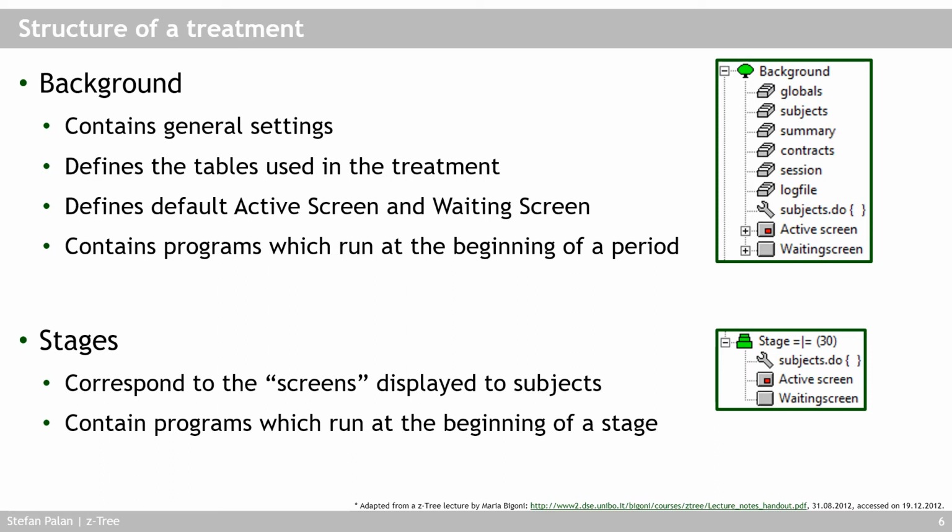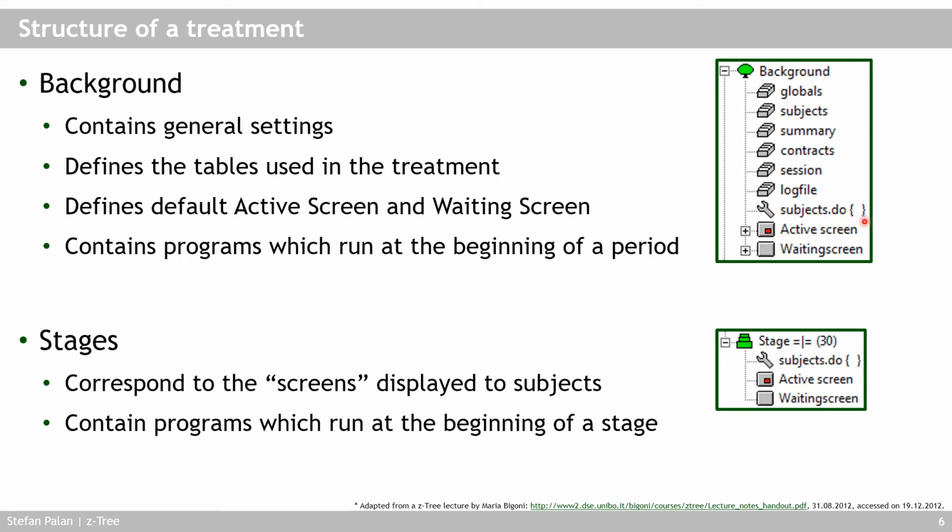Then in SetTree, you have an active screen and a waiting screen here in the background, and you again have them in each stage. Now, the active screen in a stage always is what the subject sees while they're active in the stage. And the waiting screen is what they see when they have already finished the active screen of the stage. So, for example, they have made their contribution entry, but are still waiting for other subjects to finish their own entries in this stage. And so that's the difference between the two, active screen and waiting screen.